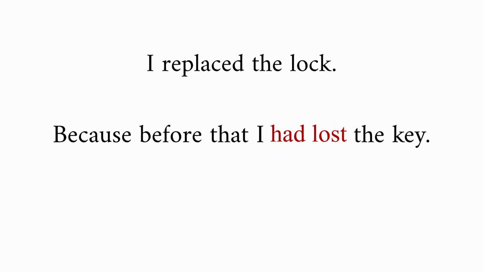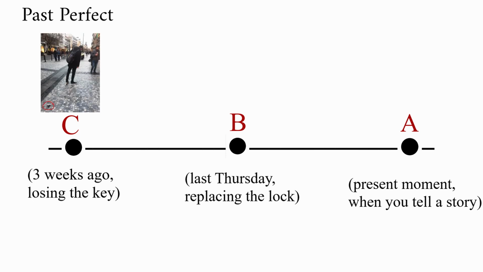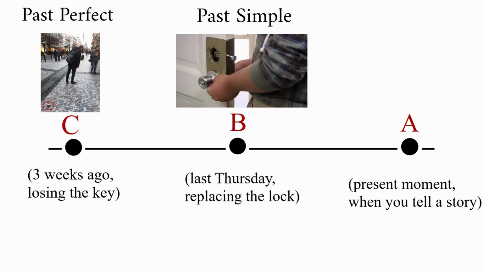It looks like this. This is point A, which means the present moment when you tell a story. For example, this moment when you are watching this video. Point B can be, for example, last Thursday when you replaced the lock. Why did you have to replace it? Because let's say 3 weeks ago at point C, you had lost the key. So losing the key is a pre-past or the earliest action. Then comes replacing the lock, next action in the past, which we express with past simple.